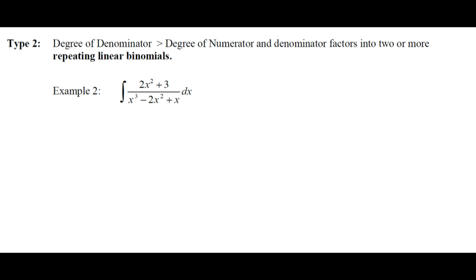Okay, so what's that mean? Well, let's take the denominator and factor it. So we got x cubed minus 2x squared plus x. So first step is to do what? Take out an x, right? So we got x, and then x squared minus 2x plus 1. How does x squared minus 2x plus 1 factor? X minus 1.